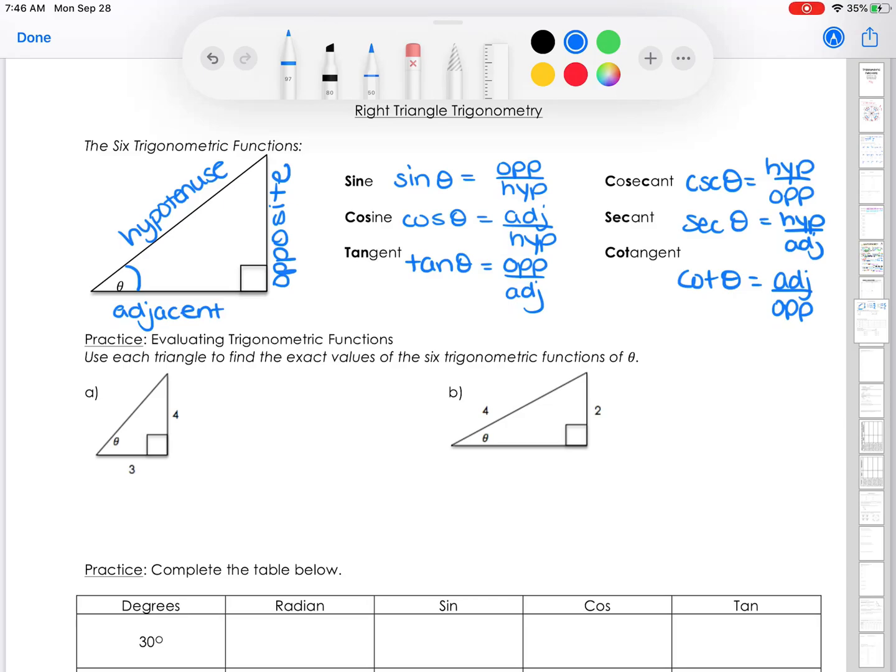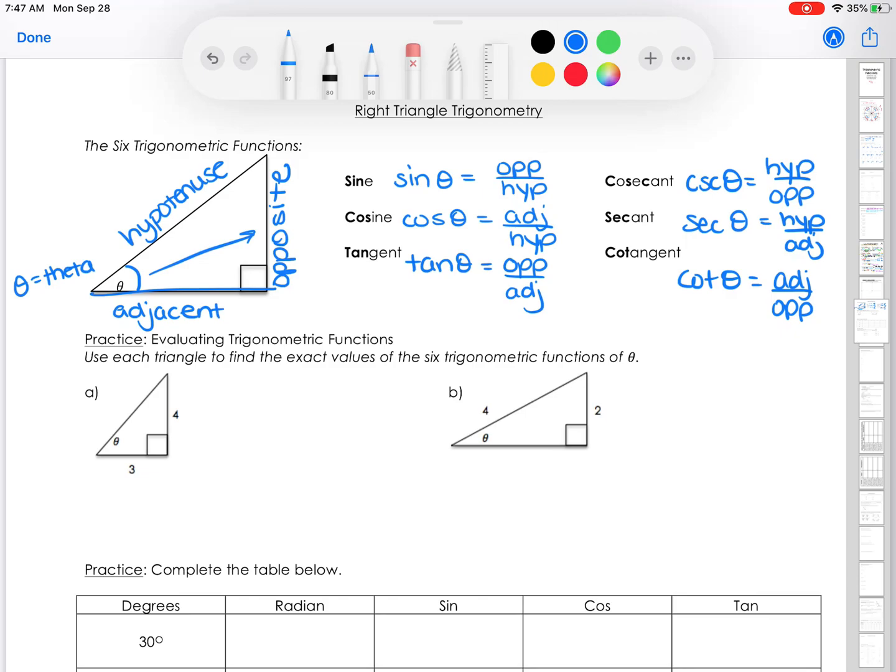The next topic we're going to discuss is right triangle trigonometry. So what we can do is take a right triangle, and we know that across from our angle that we're looking at, we're going to call theta, right? Theta is just a Greek letter that represents an angle, usually. So across from that will be the opposite side. Next to it is the adjacent side, and directly across from the 90 degrees is the hypotenuse.